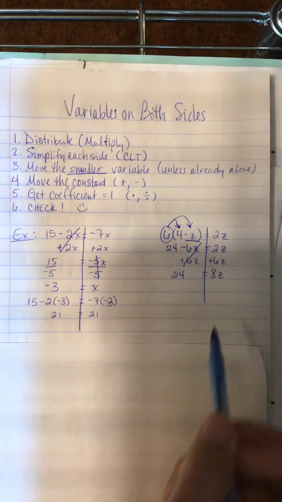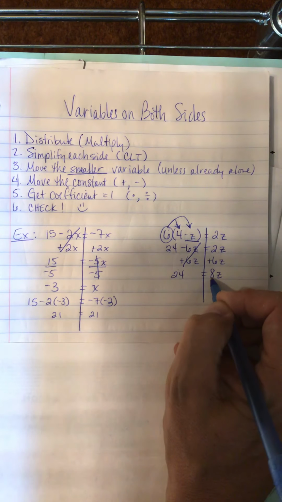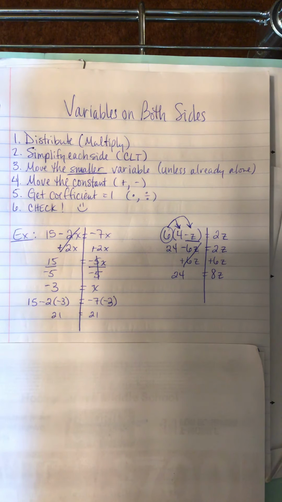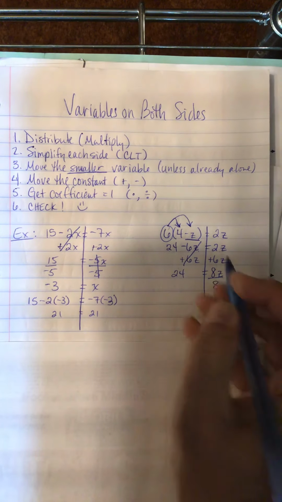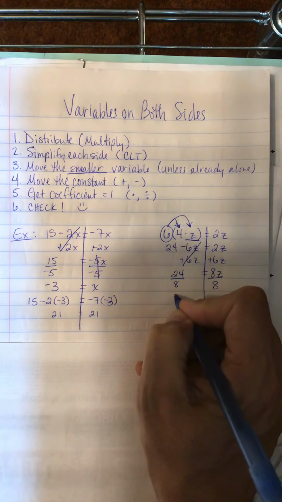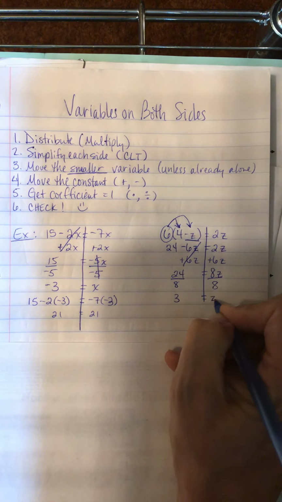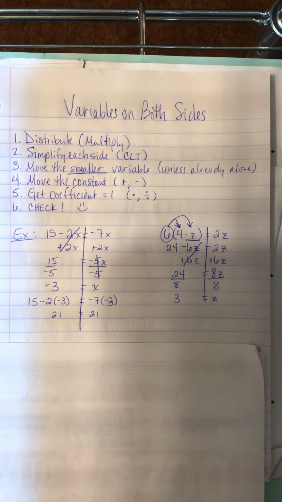Step number 5, get the coefficient equal to 1. The inverse of multiplying is divide. So we're going to divide both sides by 8, and 3 equals z. We have our solution.